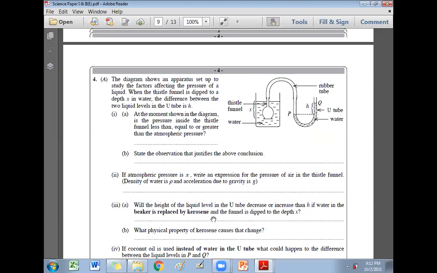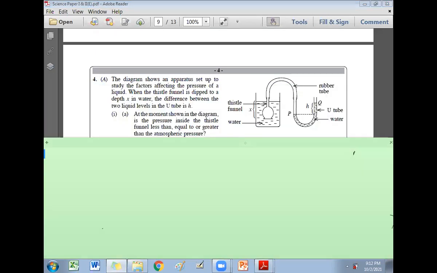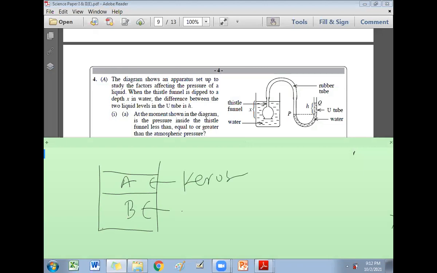Now, in water, you have to compare whether water or kerosene has the higher density. Kerosene floats above water if there are 2 layers. Water above kerosene? No, kerosene above water. If you put A and B, what is A, what is B? A will be kerosene. Definitely kerosene floats on water.